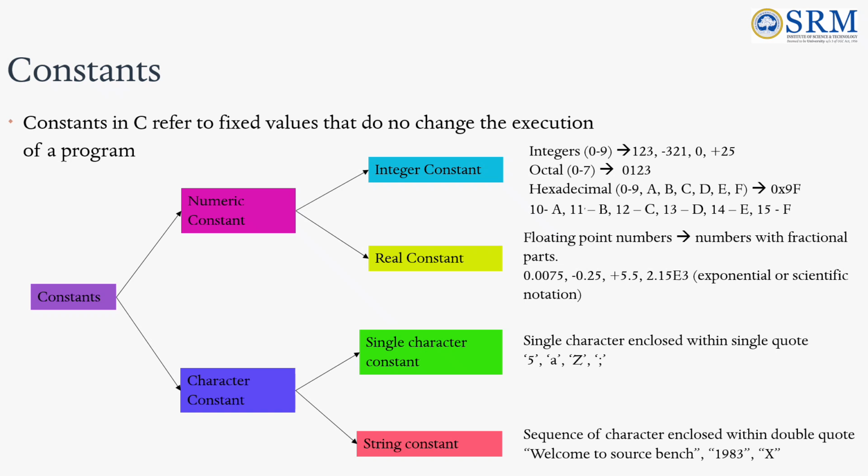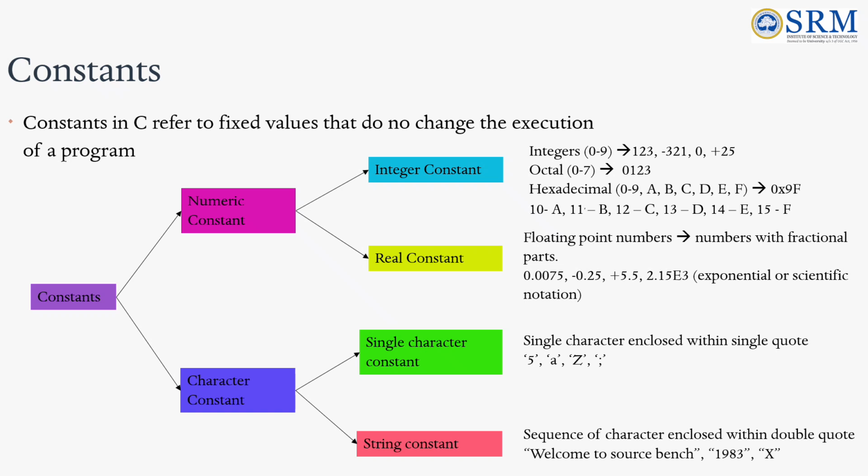Integer constants include integer numbers, octal numbers, and hexadecimal numbers. Integer numbers are the ones formed using digits 0 to 9. They include both positive as well as negative numbers. Here are the examples given: 123, minus 321, 0, plus 25. These are examples of integer numbers.